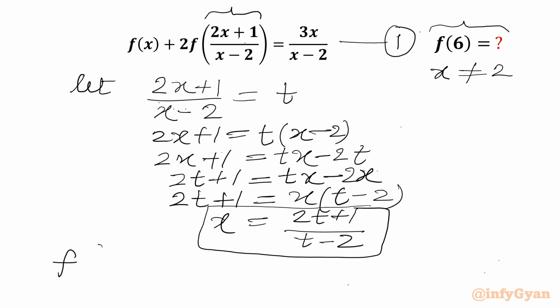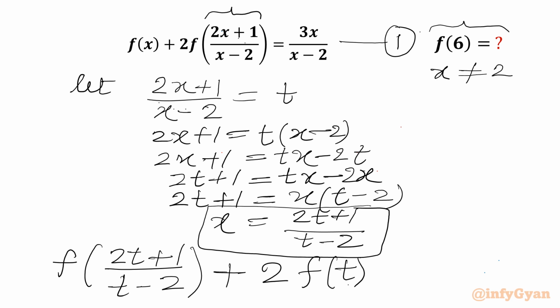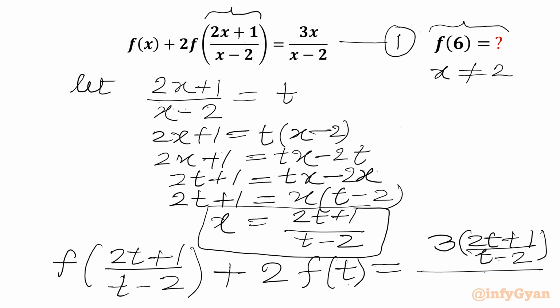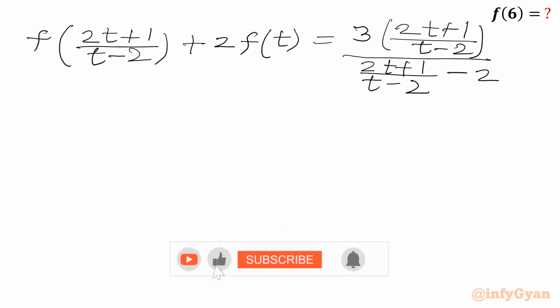Now in place of x, we will write (2t plus 1) over (t minus 2), plus 2 times f of t, equal to 3x. So I will write 3 times (2t plus 1) over (t minus 2), over x minus 2, so (2t plus 1) over (t minus 2), minus 2 here. Now we have to simplify our RHS. Let me write that equation once. Here it is. Let's simplify RHS.